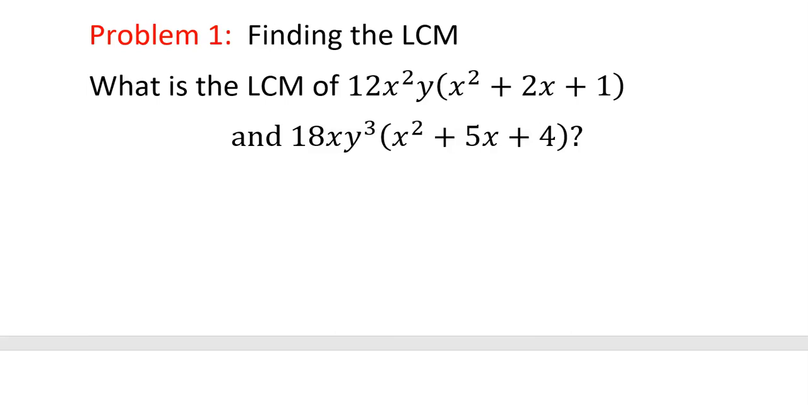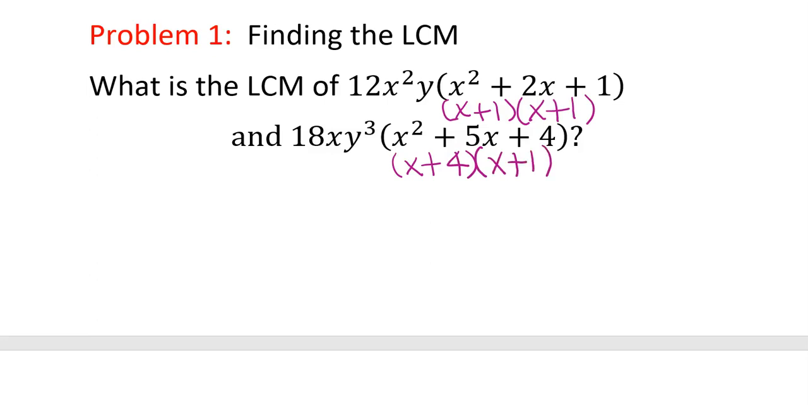Problem 1. What's the least common multiple of 12x squared y times the quantity x squared plus 2x plus 1 and 18xy cubed times the quantity x squared plus 5x plus 4? So the first thing I'm going to do is factor those parentheses. The first one becomes x plus 1 times x plus 1. The second one becomes factors of 4 that add up to 5: x plus 4, x plus 1.